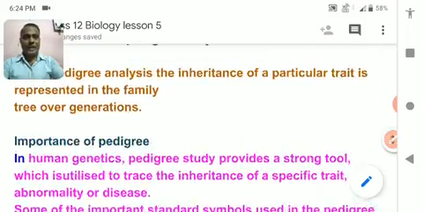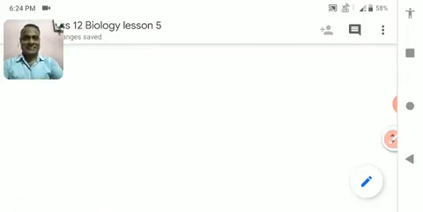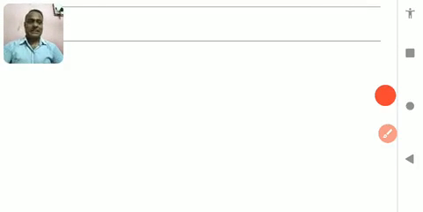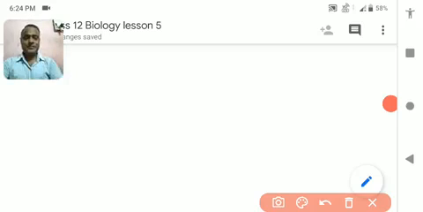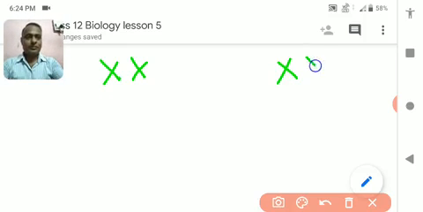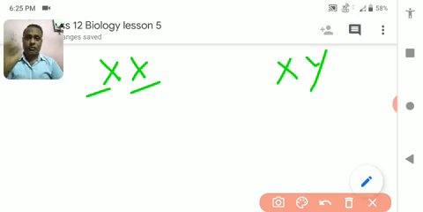We should have a white page to explain these things. Yeah, we have already got the white page over here. Now let's study. See, suppose this is a female and this is a male. As you know, the female has two X chromosomes, and I already told you that it is an X-linked Mendelian recessive trait.